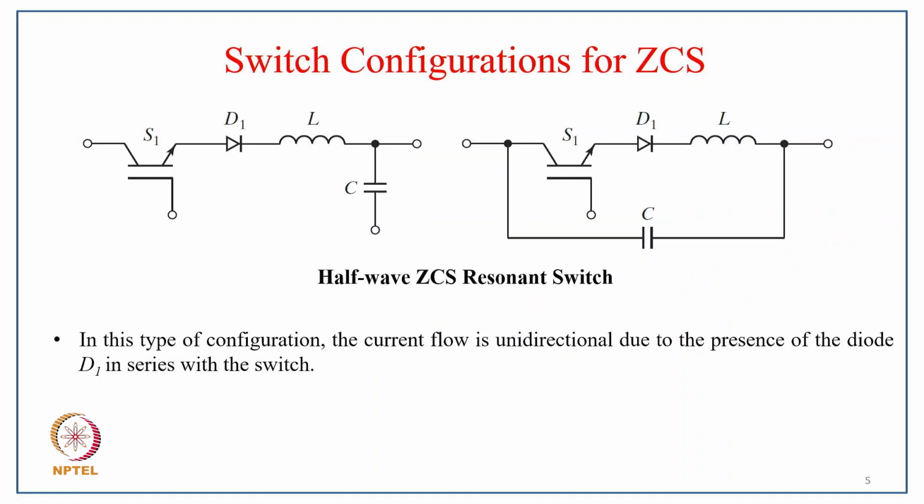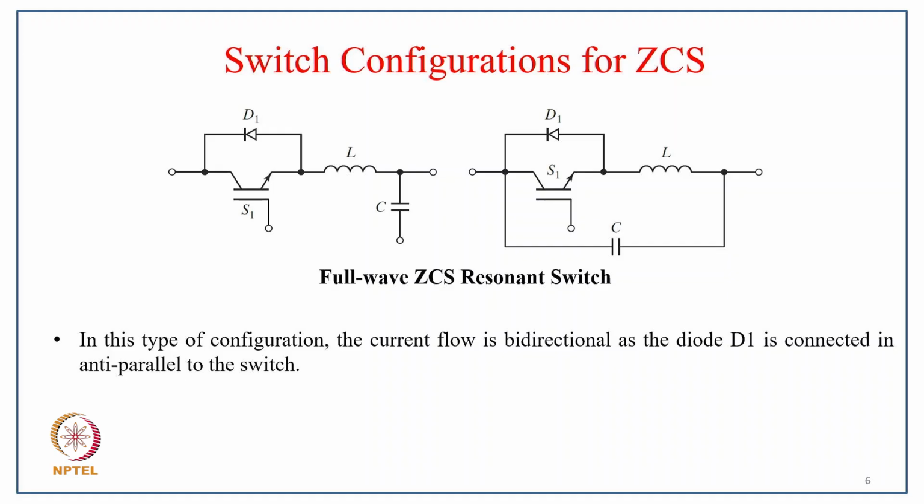So you can just see here the half wave ZCS resonant switch. Here you can see the same concept, the capacitor connected in parallel at the output after the inductor, or the capacitance connected when the switch, inductor and diode are connected in series and capacitance across it. So in this type of configuration, the current flows unidirectionally due to the presence of the diode, and D1 is in series with the switch.